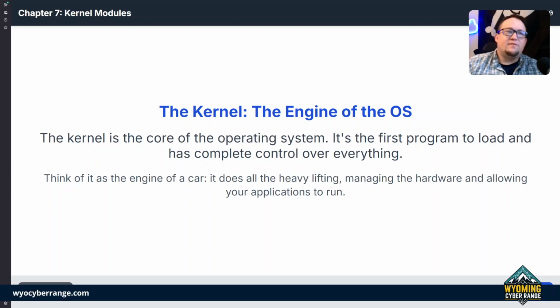So the kernel itself is the core of the operating system. It is what makes Linux Linux. It is the first program to load and has complete control over everything. Think of it like the engine of a car. It does all the heavy lifting while managing all the hardware and allowing all the other applications to run. Without it, nothing in the car would function.